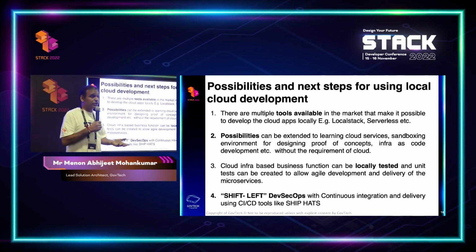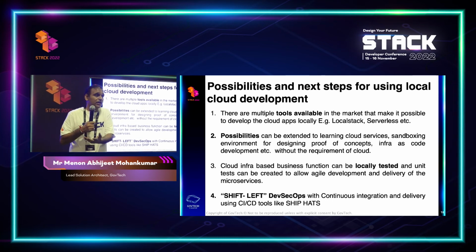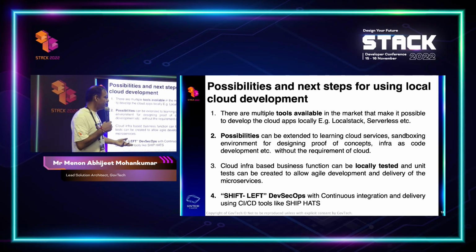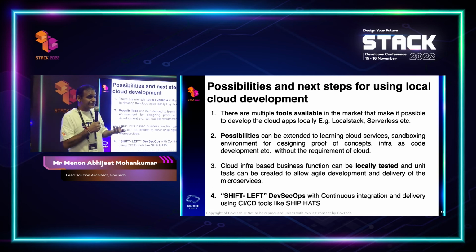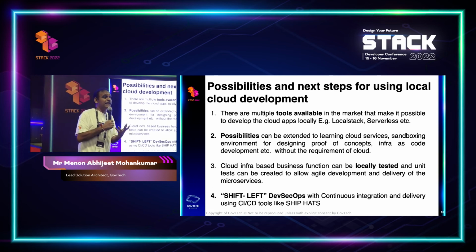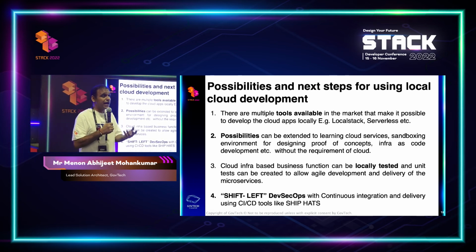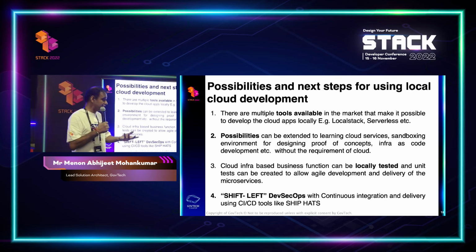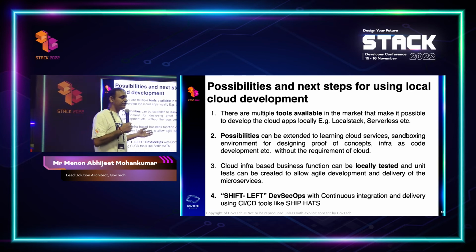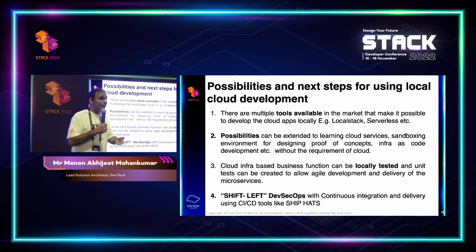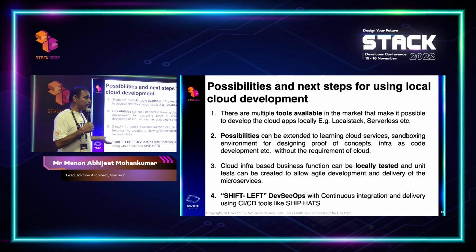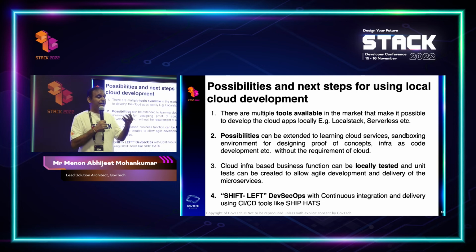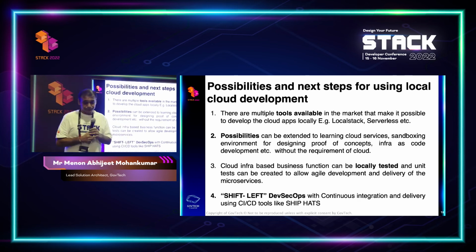Then you can do sandboxing. You can do proof of concepts, which are very difficult to do on actual AWS environments, right? Then finally, you can actually do local testing of all the cloud components like Lambda, containers, or other things. Finally, as I mentioned, we actually were very fortunate to use Ship and Hats to do CI/CD using our local laptops to deploy all the Lambda and other containers accordingly.